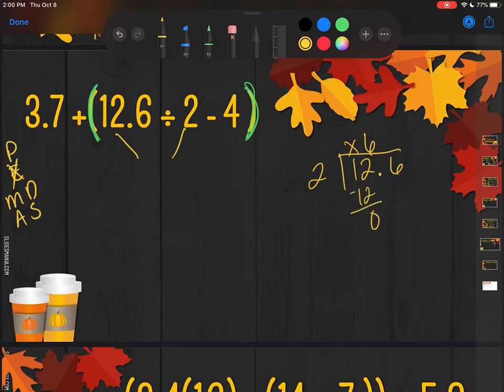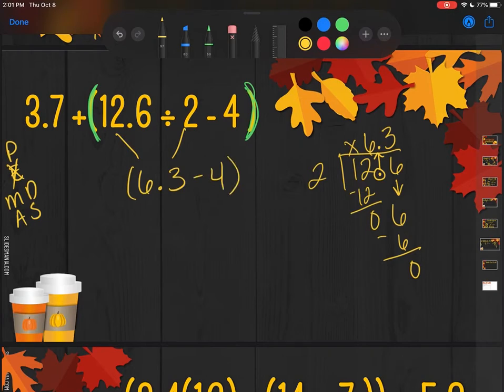6 times 2 is 12. I subtract and I get 0. 2 can't go into 0, so I bring down my 6. 2 goes into 6 3 times. 3 times 2 is 6 exactly. I subtract and I get 0. So now I just have to move my decimal from my problem up into my answer. And I end up with 6.3 as my final answer to my division problem. So 12.6 divided by 2 is 6.3. So now my parentheses are 6.3 minus 4. So I'll just do that subtraction real quick.